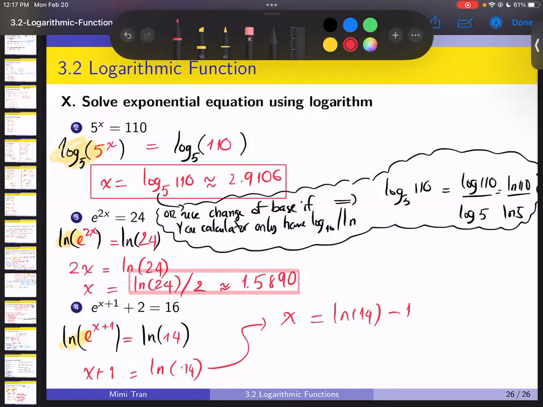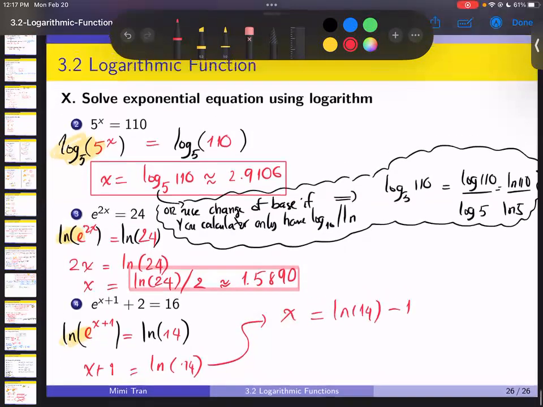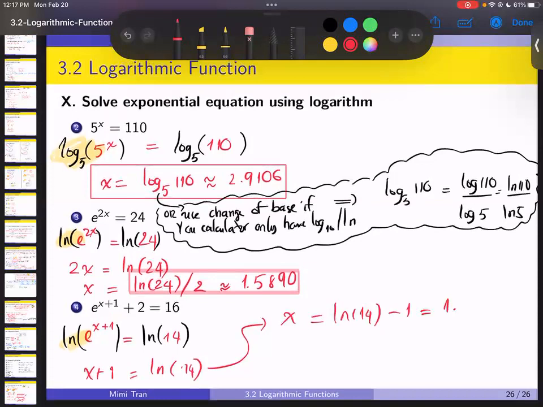Check on my calculator. ln 14 minus 1. Did you say 1.6 something? 1.639. Right. Thank you, Mike. You both got it right. Very good. 1.6391. And box both answers. The first one, the exact answer. Second one is approximation. Yay, we're done.